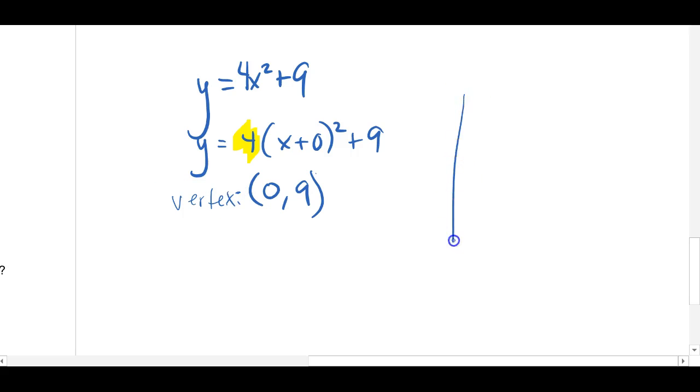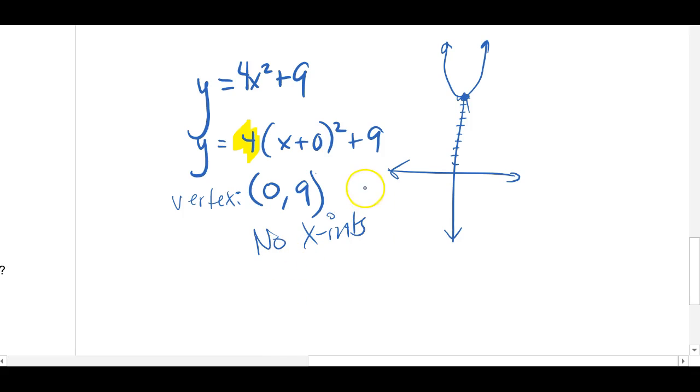Okay, well, let's think about this. Let's graph it. If the vertex is at 0, 9, so that's up here, 1, 2, 3, 4, 5, 6, 7, 8, 9, and the graph points up, do we have any x-intercepts? No, we don't. There's none. No x-intercepts. And remember when you were solving the quadratic equation before, and you get a negative inside the square root? That's what would happen here as well.